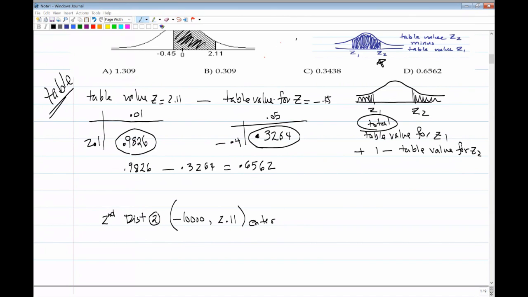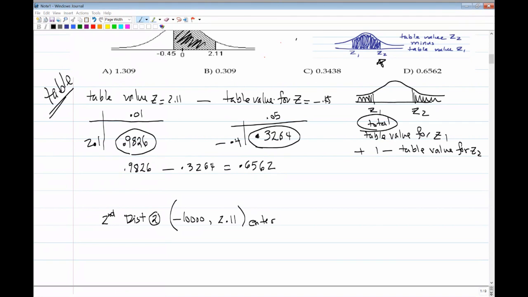Let me try to see if we can actually see it. I'm not really sure if we can access this at the same time. So if I have the calculator with me, I will do second distribution, go to number 2, and then put negative 10,000, comma, and then we put 2.11. When you click enter, you will end up with the value we asked for, which is what we have on the screen.